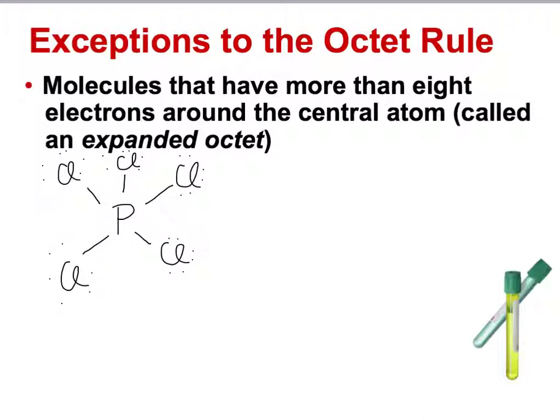Note also that elements in the third row or below are the only elements that can do expanded octets. You cannot have an expanded octet in a second row element. They're just too small for that.